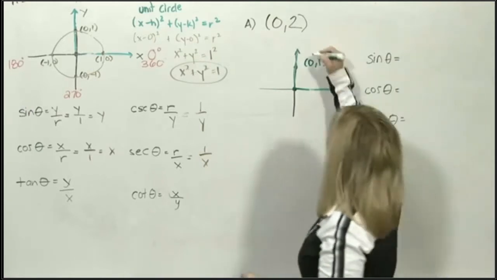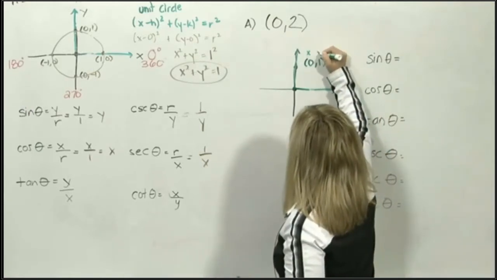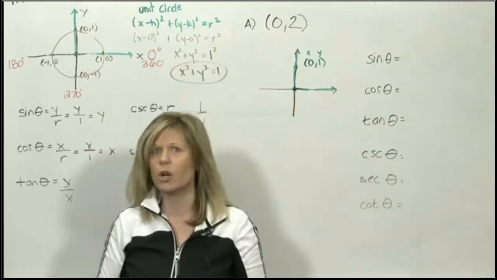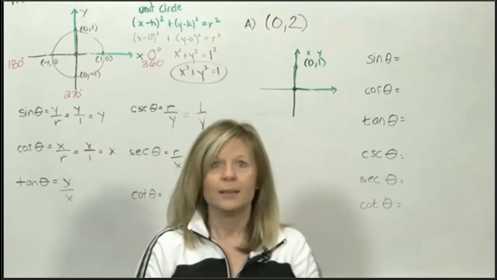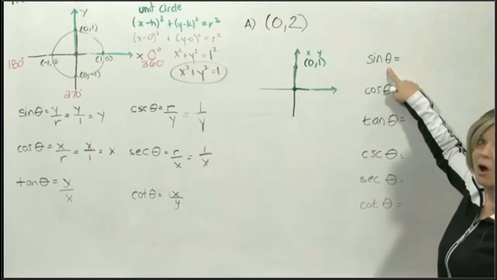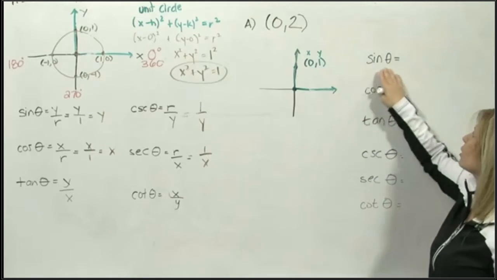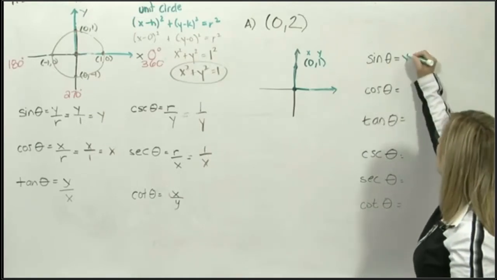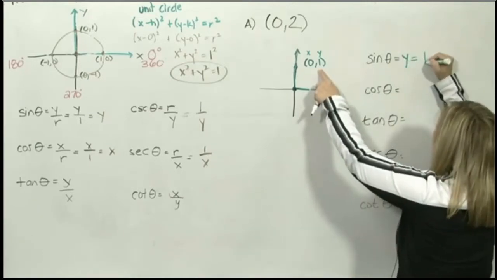If I was you, I would put above the 0 the x and above the 1 the y, so you don't get confused who's x and y. Now look how easy this is. The definition of sine was y over r. We don't got to worry about a radius here. So the definition of sine is just y. What's your y value? 1.